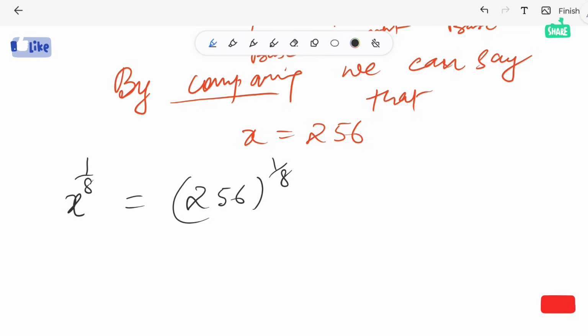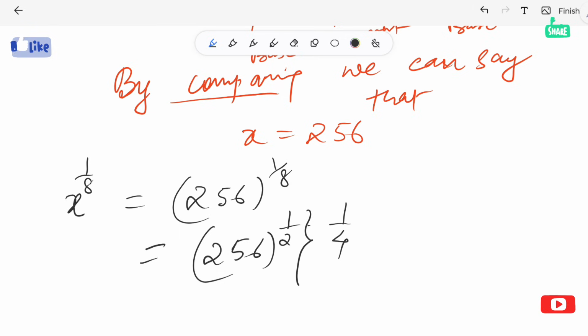How can it be calculated? By taking the power 1 by 8 on both sides. Now, how can you calculate the power 1 by 8 of the base 256? Now 256 can be written as 256 to the power 1 by 2 times 1 by 4, if I'm not wrong.